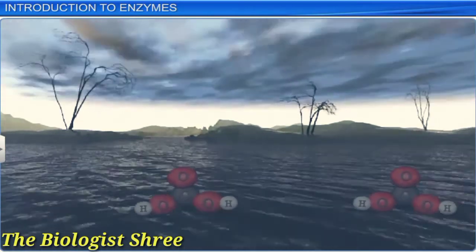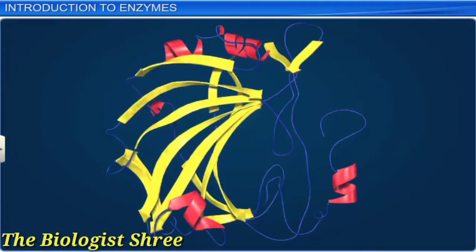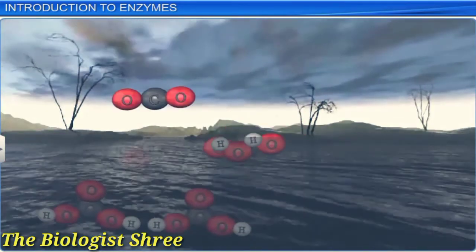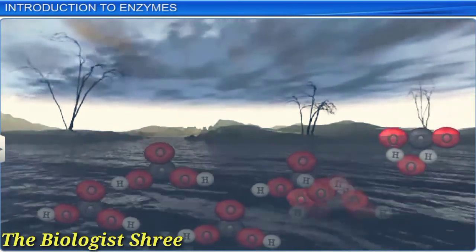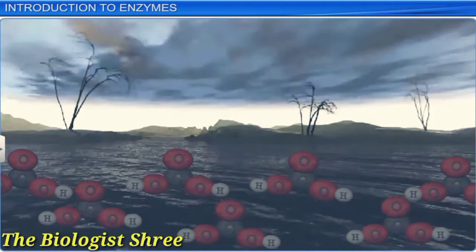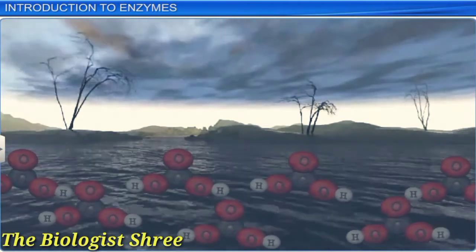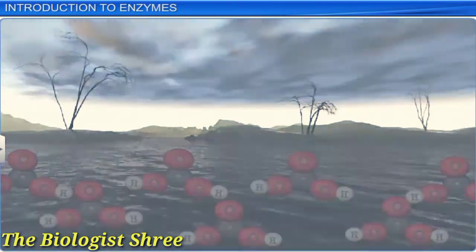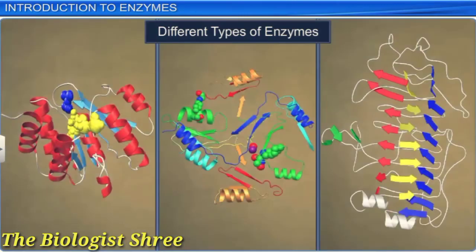However, when the enzyme carbonic anhydrase is used, 600,000 molecules of carbonic acid are formed every second. Hence, the carbonic anhydrase enzyme accelerates the reaction 10 million times. There are numerous types of enzymes, and each of them catalyzes a unique chemical and metabolic reaction.